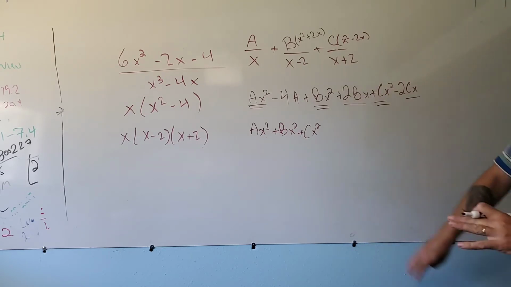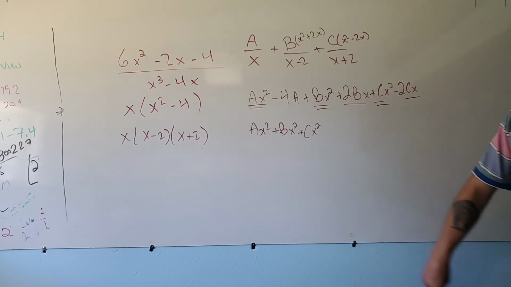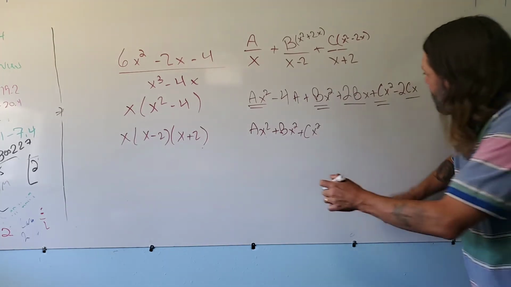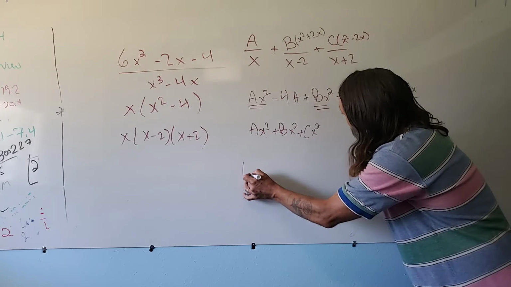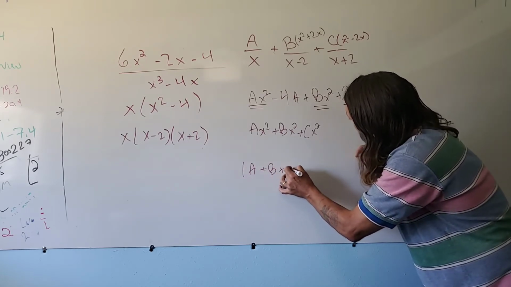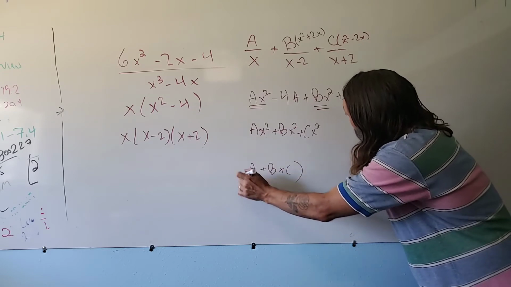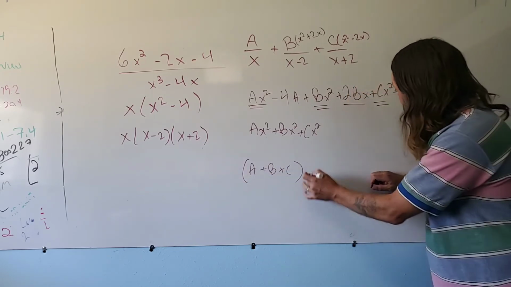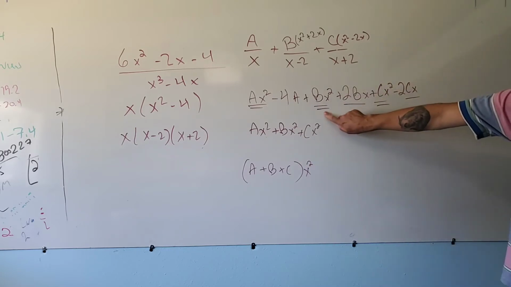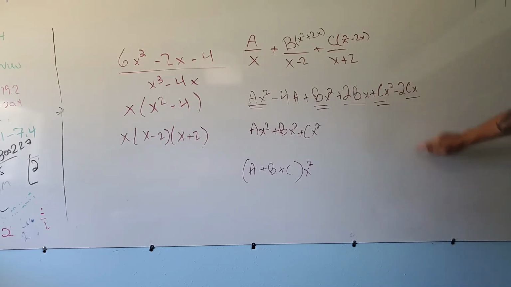Now, let me just kind of show you how I'm going to write this. Since they all have an x squared, I'm just going to take out the x squared, and I'm going to be left with a plus b plus c. Okay, with my x squared out here. And then I have 2bx minus 2cx.